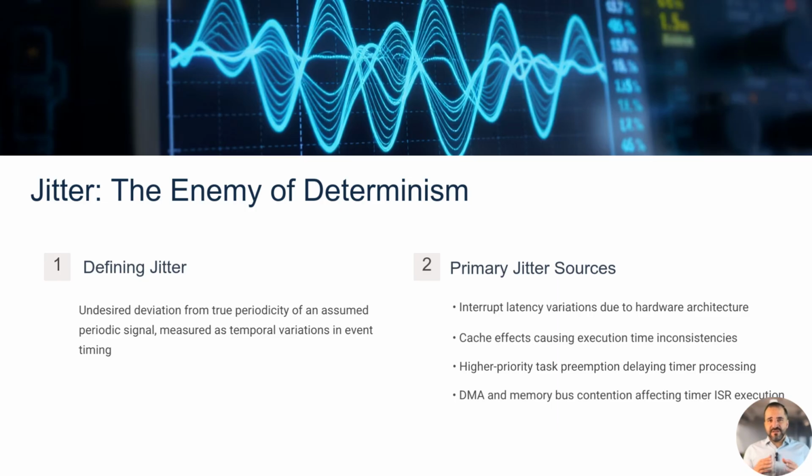Jitter commonly stems from interrupt latency variations, which occur when the processor is momentarily unable to respond to an interrupt due to being in a critical section, executing a higher priority task, or servicing another interrupt. Cache misses can also delay execution, especially if critical timer or ISR, interrupt service routine, code isn't locked in cache. Contention on shared buses, such as DMA activity or memory access, can block time-critical functions from executing when needed.